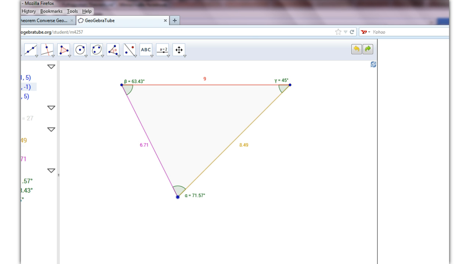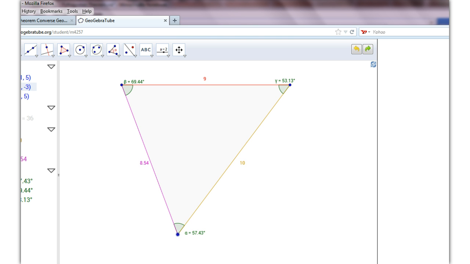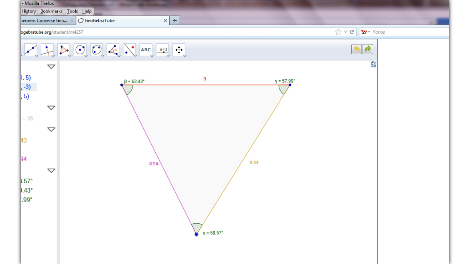So here we have 9, 6.71, and 8.49, and those are all different lengths. There you can see that they're not right triangles. If we made them all 9, an equilateral triangle, it's not going to let me quite. We can know that those different numbers definitely aren't going to be a right triangle.